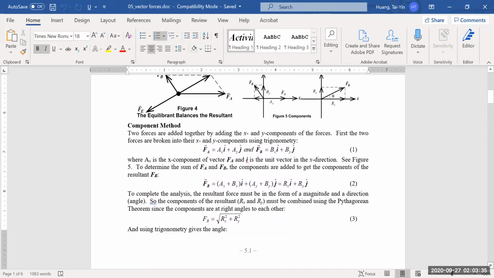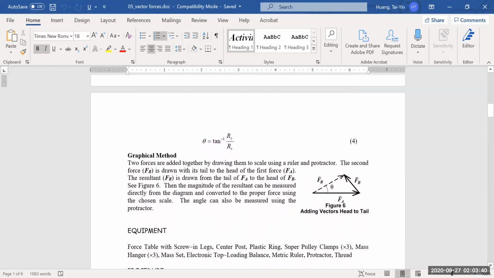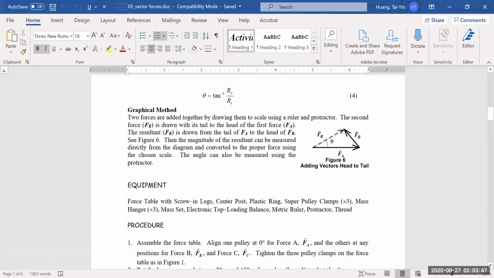The third method is what we call the graphical method, which we're not going to do since it will be kind of difficult for you. You have to draw it with a protractor and have to be very precise.